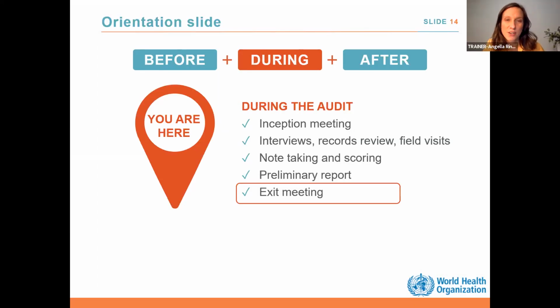Here's our orientation slide reminding us that we are at the during the audit stage, and the final step in the during the audit stage concludes just the way it began, with a meeting between the auditor and the water supplier. So we call this the exit meeting or the closing meeting. And that brings us to the first breakout room activity.